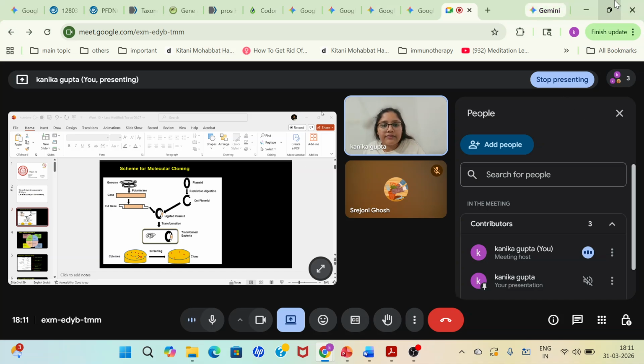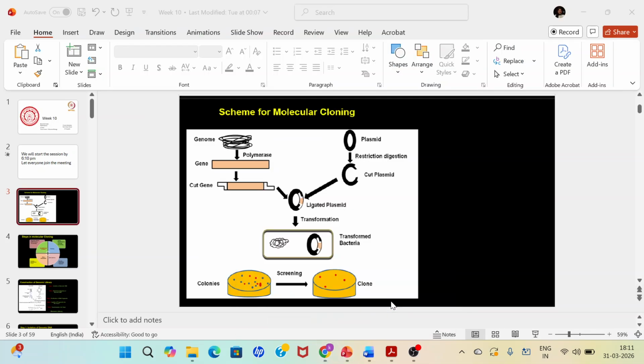This is what we have learned. So let's proceed towards our lecture. Yes. So in the last week, we learned about molecular cloning, how it is done, and what are the different things that are required for cloning.